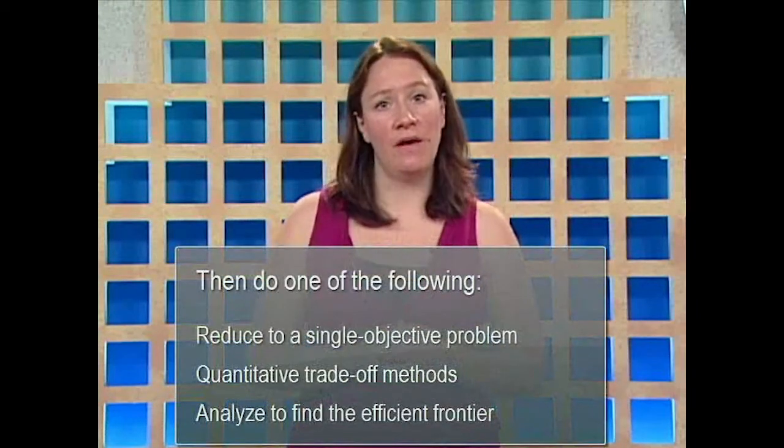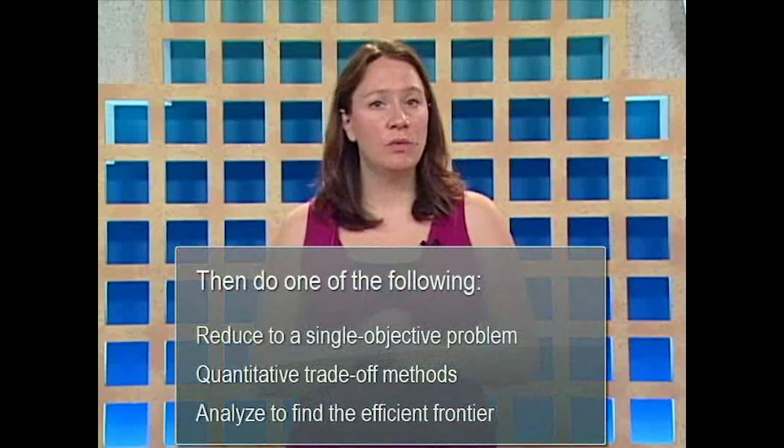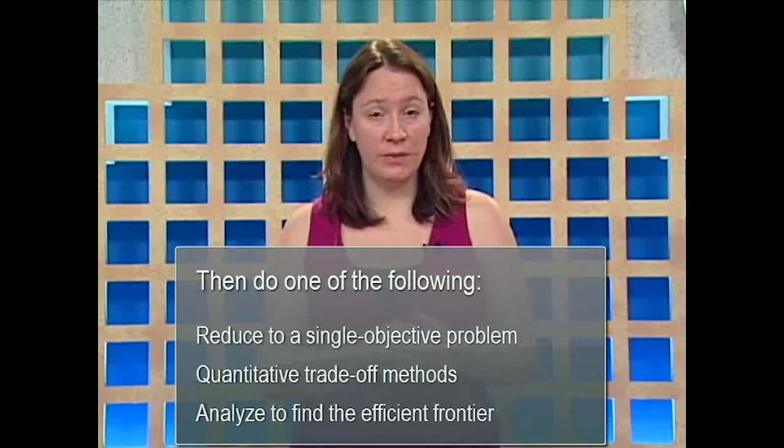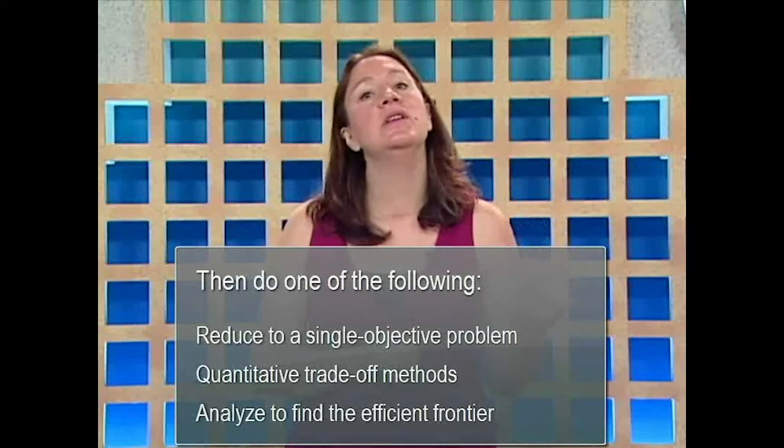Once we've done that, once we've simplified the problem as much as we can, then we have to do one of the following things. We have to reduce the multiple objectives that remain after we've simplified to a single objective so that we can use single objective methods for solving the problem, for doing the optimization. We can do that by combining some objectives in some creative ways, and we'll talk about ways to do that. Or we could transform some objectives into constraints.